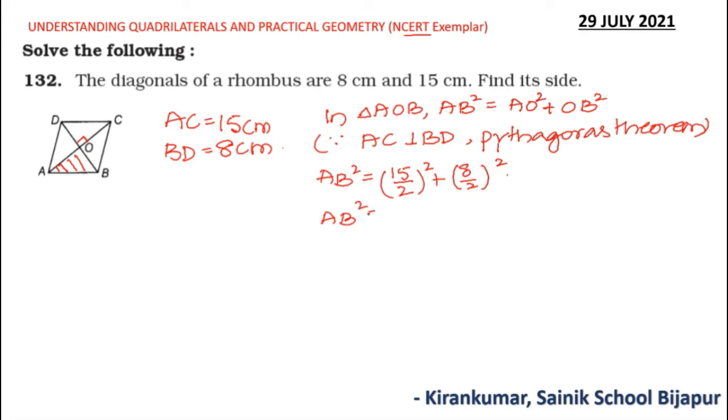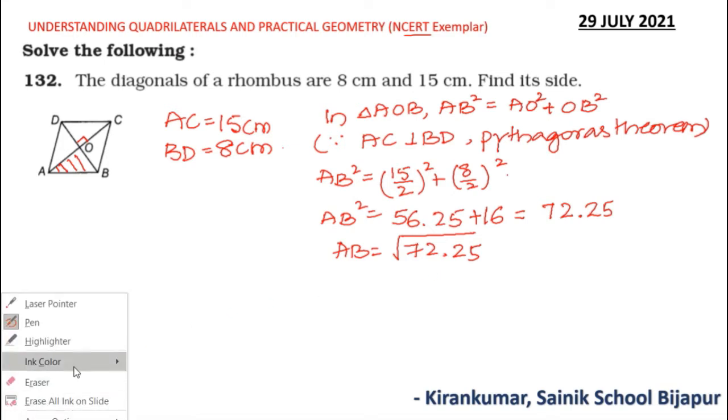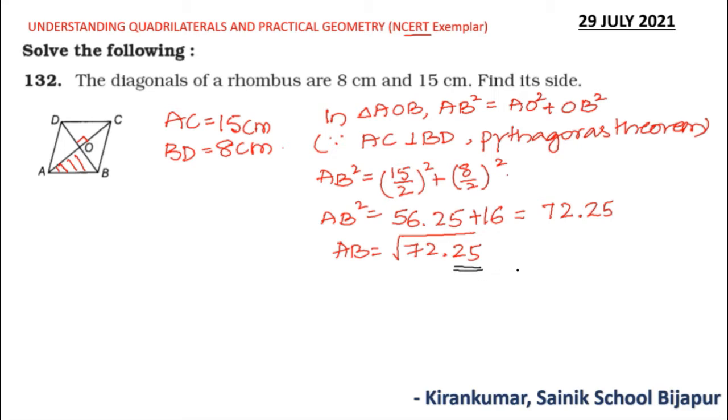AB square will be equal to 7.5 whole square. When we simplify, it is 56.25 plus this will be 4 square, which is 16. Upon adding, we get 72.25. So the length of AB is under root 72.25. This has to be simplified. We have to find the square root of this. We can just guess it. Last two digits you observe, it's 25. Square of which number will give 25? It is 5. So 5 has to be there in the units place.